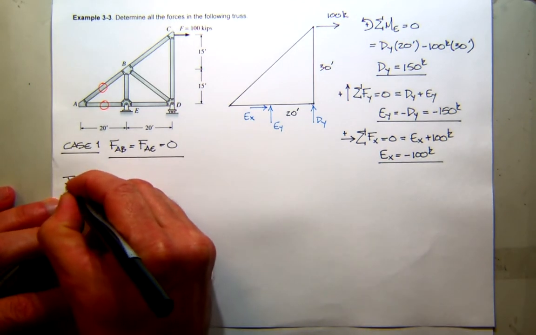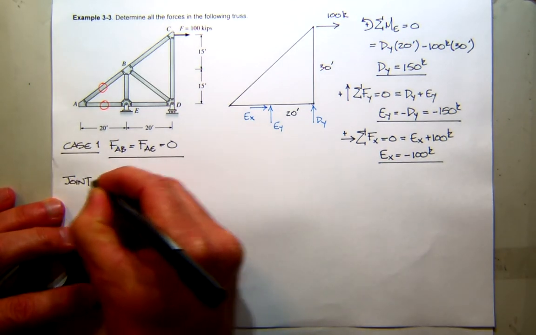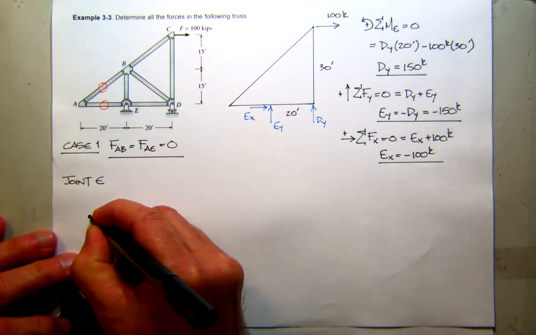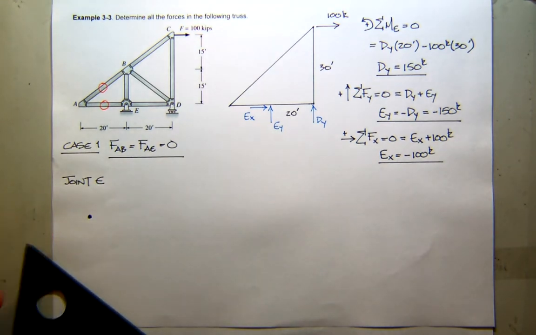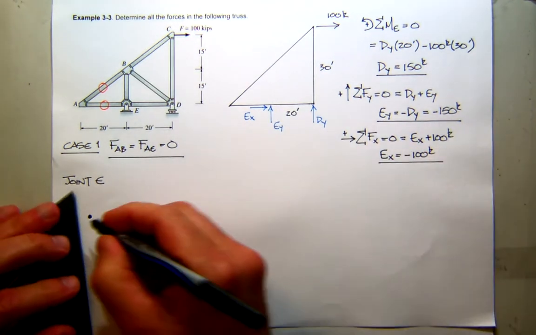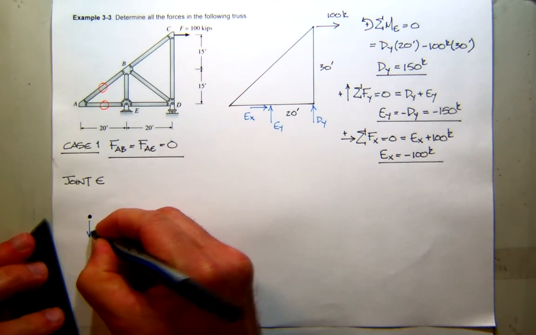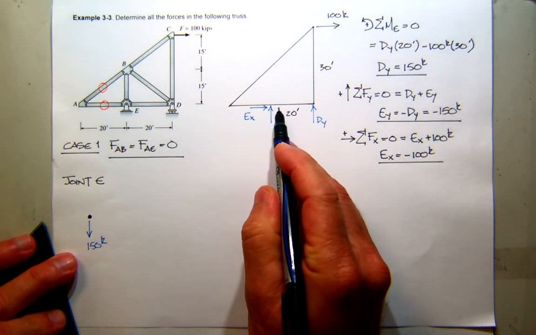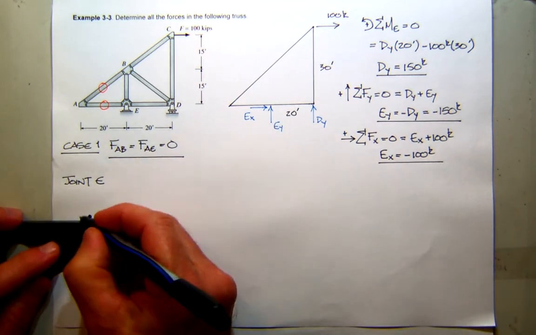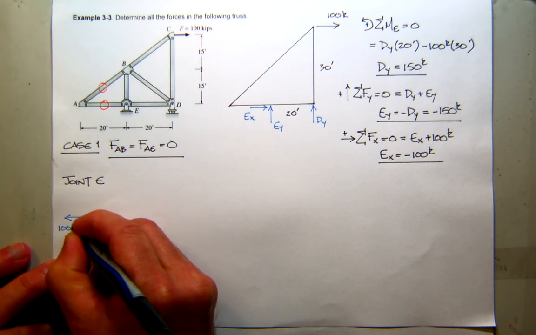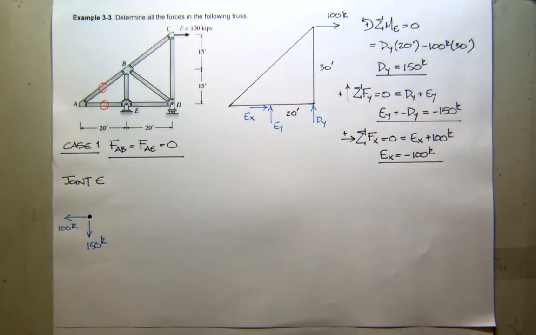So I'm going to draw, not write. I'm going to draw my free body diagram for my joint at E. So there it is. First, I'm going to put on the forces that I know. I know EY. EY I assumed was up, but it came out negative, so it's actually down 150 kips. And EX I assumed was to the right, but I got a negative, so it's actually to the left, and that was 100 kips. So there's the 2 things I know.